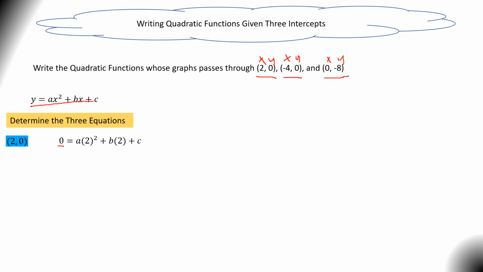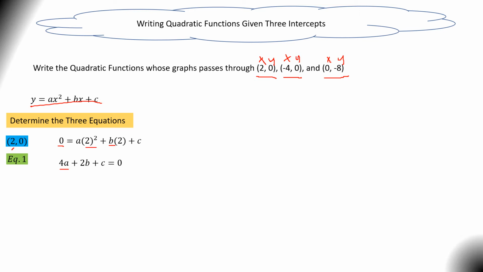Gamit po ito, isa-substitute lang po natin si (2, 0) dito. Si y naging 0 is equal to a x, which is 2. Ito ang 2 natin, si x, plus c. Okay, next. Equation number 1: 4a, dahil the square of 2 is 4 times a is 4a.